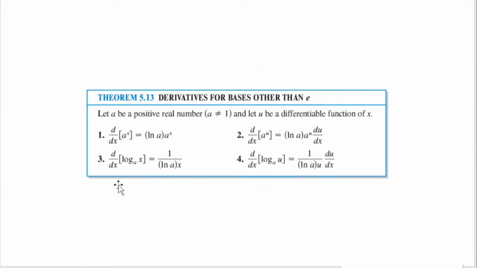And number 3, the derivative of the logarithm of x to the base a is equal to 1 over ln of a times x. And number 4, the derivative of the logarithm of u to the base a is equal to 1 over ln of a times u times the derivative of u, which can be written as du over dx.